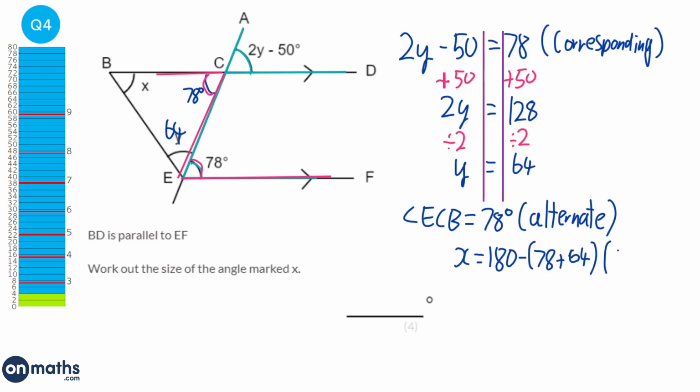And the reason for that is angles in a triangle add up to 180 degrees. And just make sure you write down all the reasons as you go. And when we take away the 78 and the 64 from 180, you get 38. So x is therefore 38 degrees.